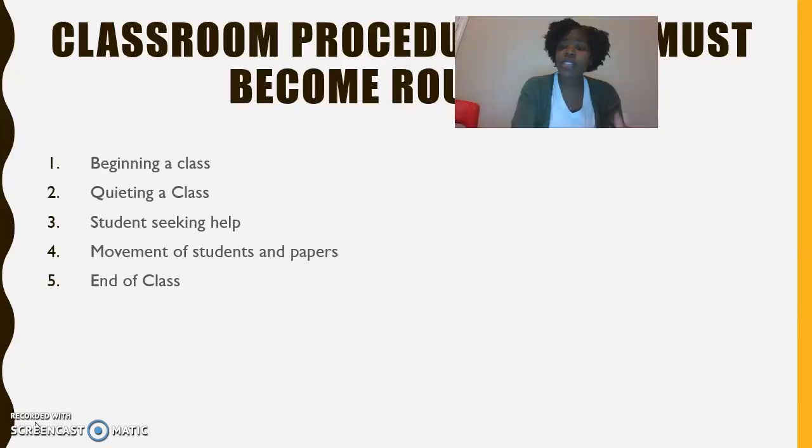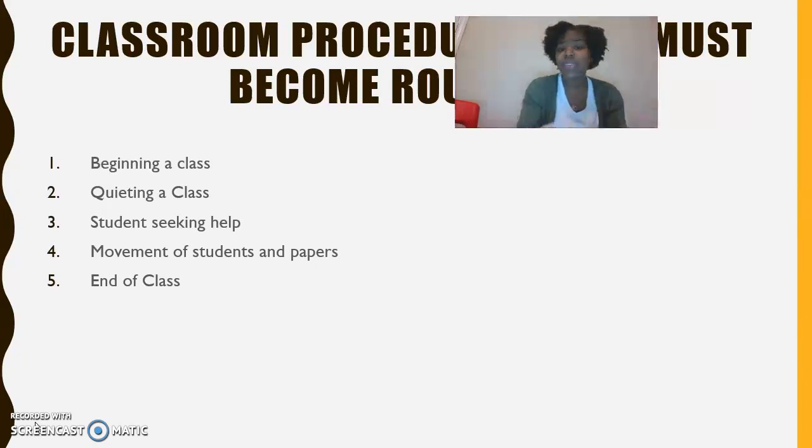One procedure that must be routine is the beginning of class. The second one is quieting the class. Third, seeking help when the students need help. Fourth, how students move around in the classroom and how you pass out papers. And then fifth, the end of class.